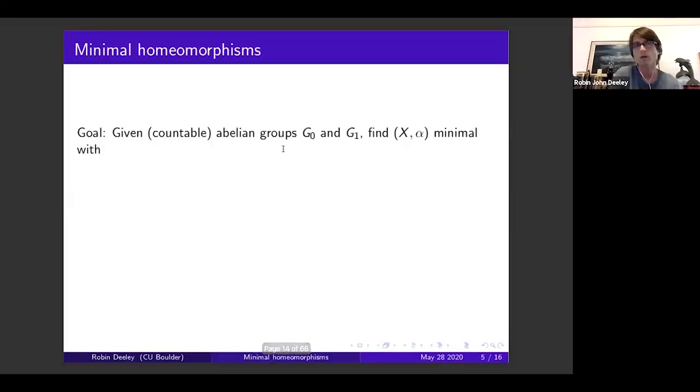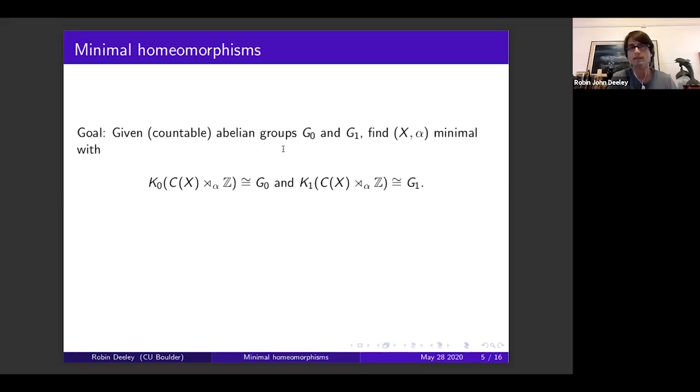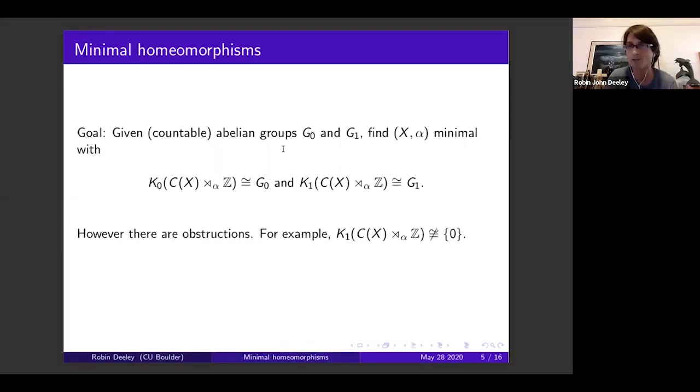Okay. So what's our goal? Our goal, like I said, is we're going to take the viewpoint that we're just trying to make the correct K-theories, as abstract abelian groups. So you give me your favorite K-theories. What do I want to do? I want to make cross products, minimal cross products that realize those K-theory groups, realize G0 and G1. So this is the goal of the talk. And if it was a yes/no question, we would be done because the answer is there are obstructions. We can't do this. So it's over.